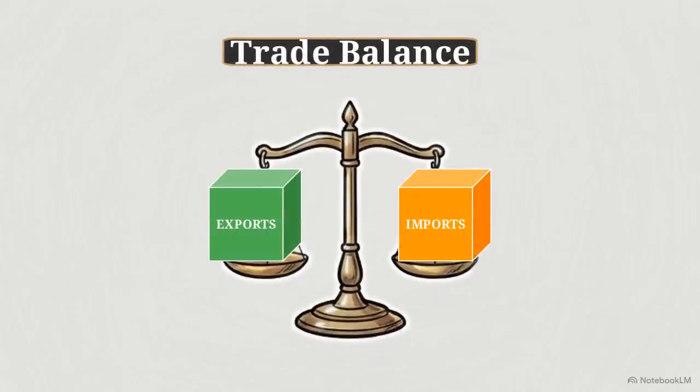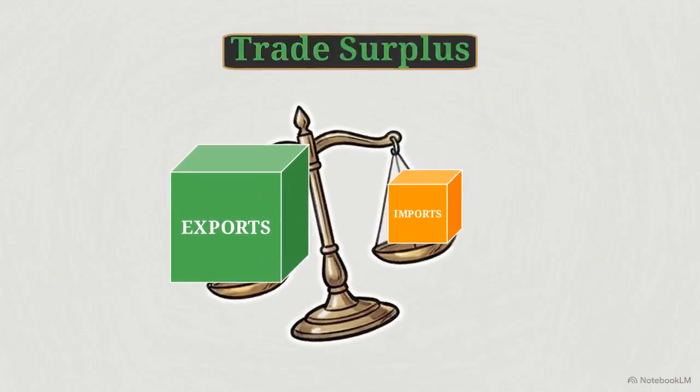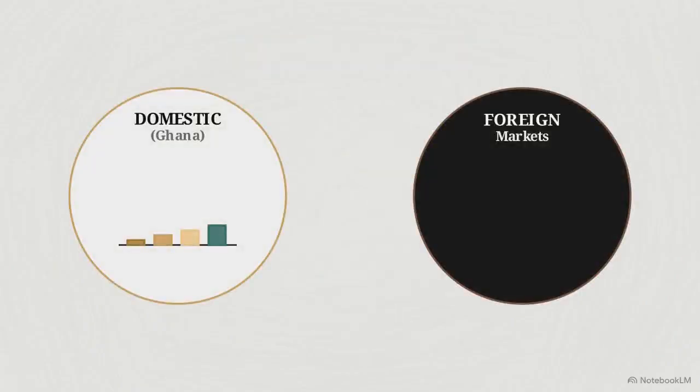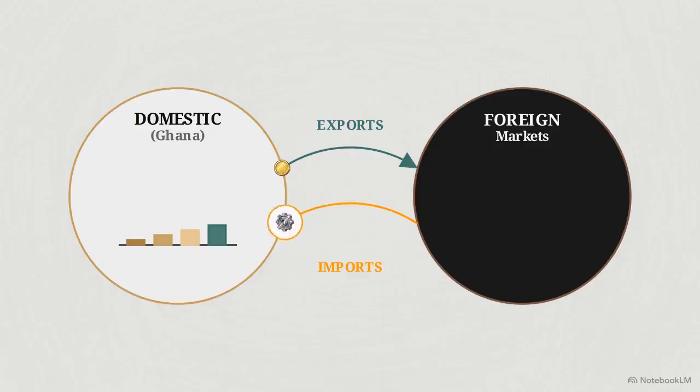Tracking the difference between these two flows gives us the trade balance. A trade surplus occurs when export volume exceeds import volume. A trade deficit happens when imports outweigh exports. Notice how the money moves. Sending physical goods out means foreign currency flows in to pay for them. Conversely, bringing foreign goods in requires sending domestic wealth out.